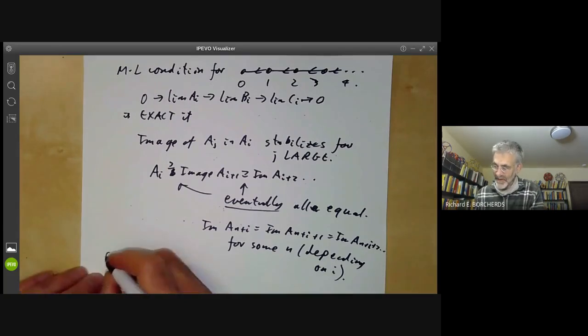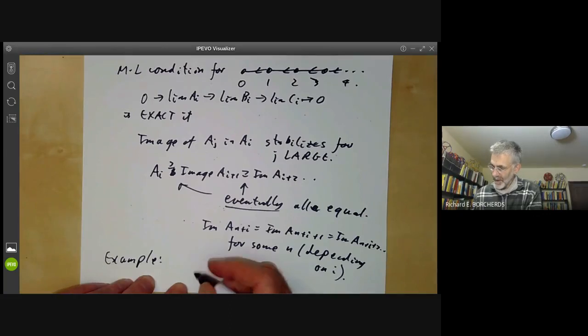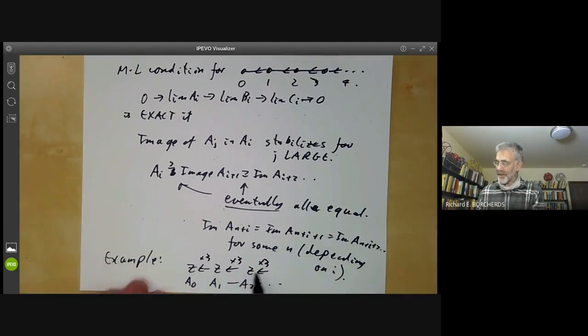An example that doesn't satisfy this is if we take A_0 to be Z and A_1 to be Z and A_2 to be Z and so on, and we take all these maps to be multiplication by three. Then you can see the image doesn't stabilize, because the image of this in A_0 is 3Z and the image of this is 9Z and the image of this is 27Z and so on. This appears in the example we had earlier where limits are not exact, and you can see it doesn't satisfy Mittag-Leffler's condition.